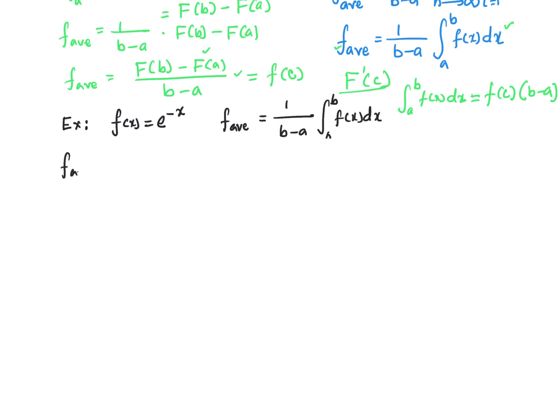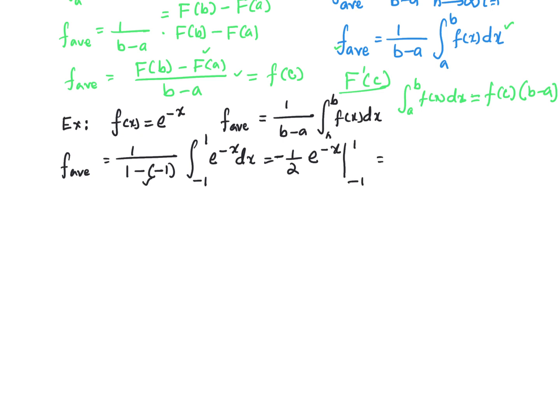So my f average is going to be 1 over b minus a. My b is 1 and a is negative 1. So I'm trying to find the average between negative 1 and positive 1. That's going to give me the integral from negative 1 to 1 of e to the power negative x dx, and that is going to be equal to 1 over 2, which gives you 2 in the denominator. And the integral is going to be negative e to the power negative x, and I need to evaluate it from negative 1 to 1.